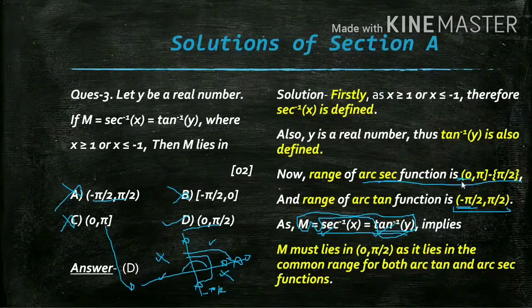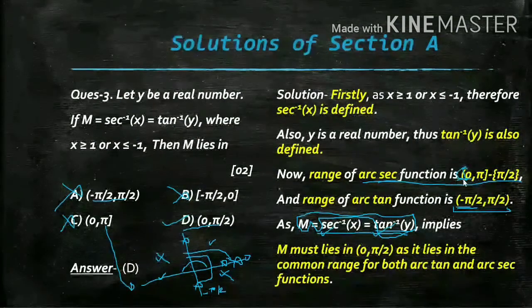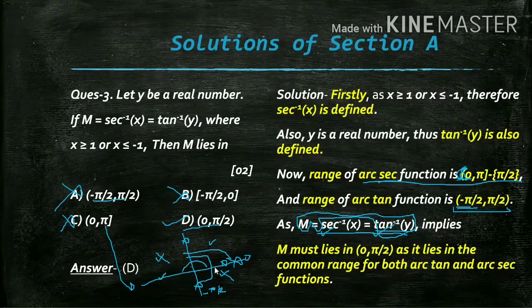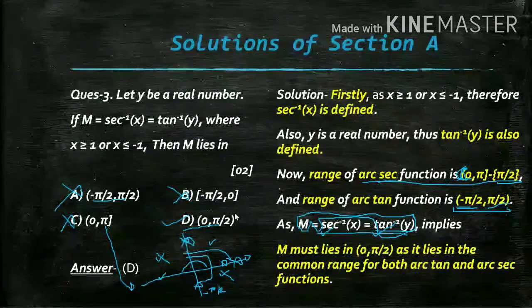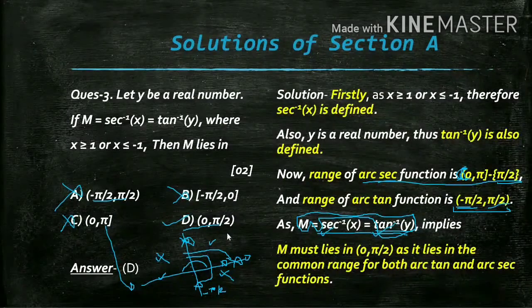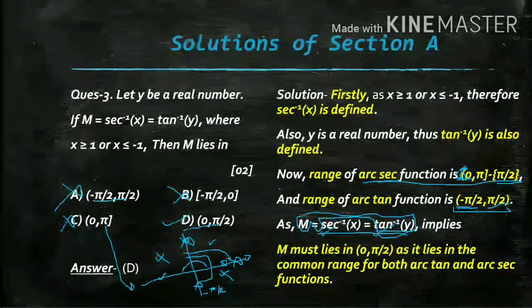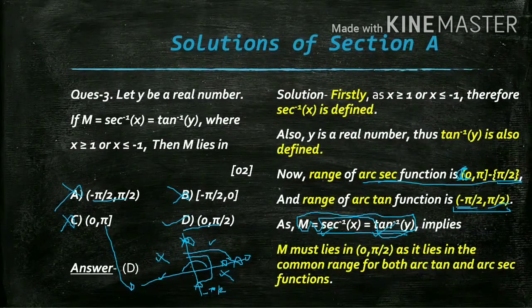Zero would be included if we had a closed interval over it, but we do not. We have the open interval. That's why 0 is not common to both. Now, pi by 2 is not included here and not included over here also. So we do not include pi by 2 as well. So it's just the open interval 0, pi by 2. Clear? It's the simplest and easiest question in the whole question paper.